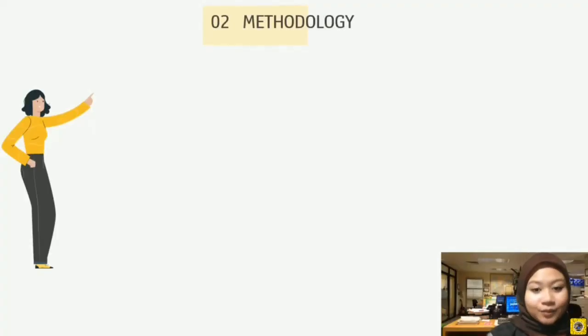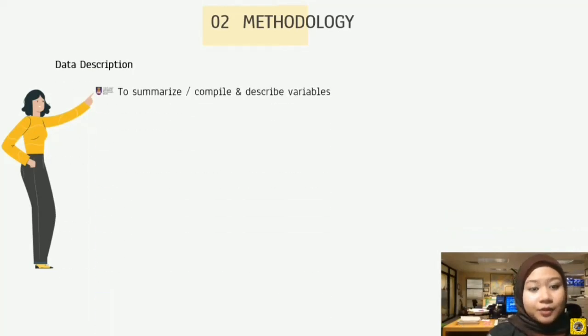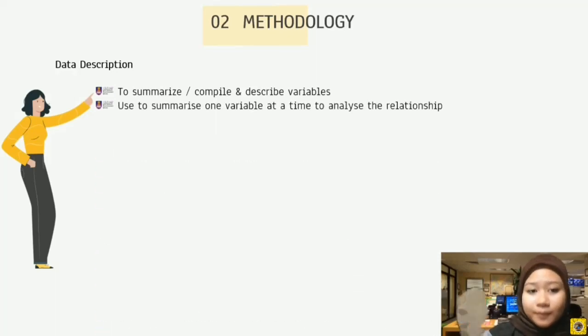Next, moving on to the methodology. Firstly, data description. Data description or descriptive statistics are used to summarize or compile and describe variables about the cholesterol level and age of 55 persons. It can also be used to summarize one variable at a time to analyze the relationship between the cholesterol level and the age of 55 persons.